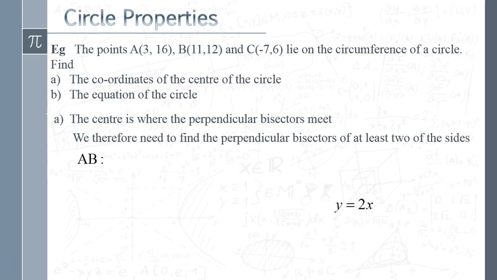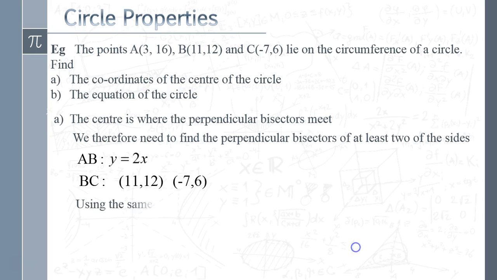So, there's our equation of AB, that's y equals 2x. So let's do the same thing with BC, apply exactly the same principles. I'm not going to go through it in detail. You should hopefully have done enough of these by now to be able to find the equation of a line from 2 points. And we end up with the line that's y equals minus 3x plus 15.